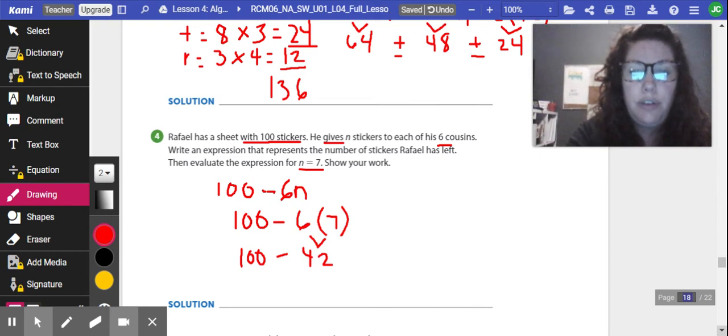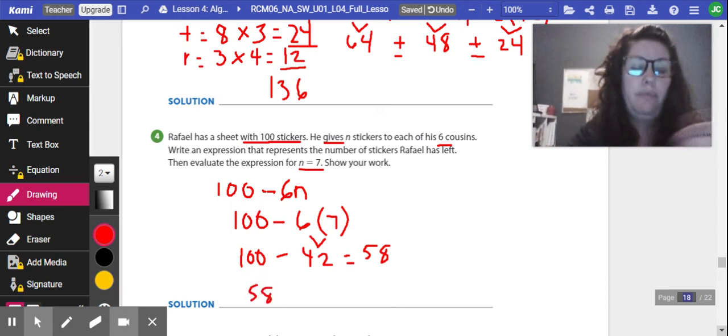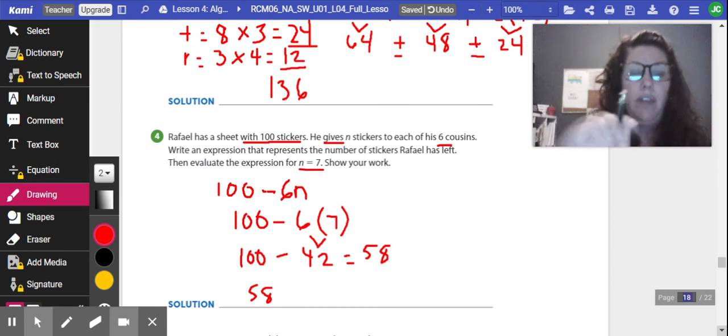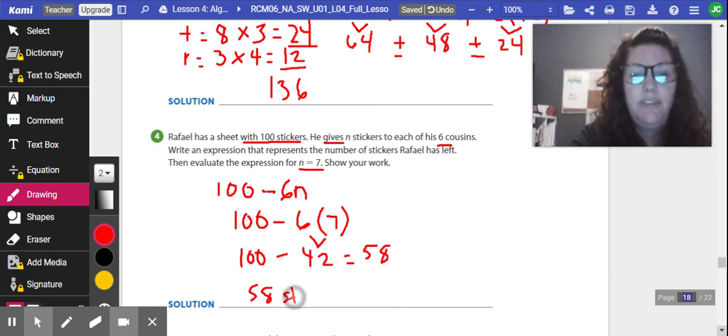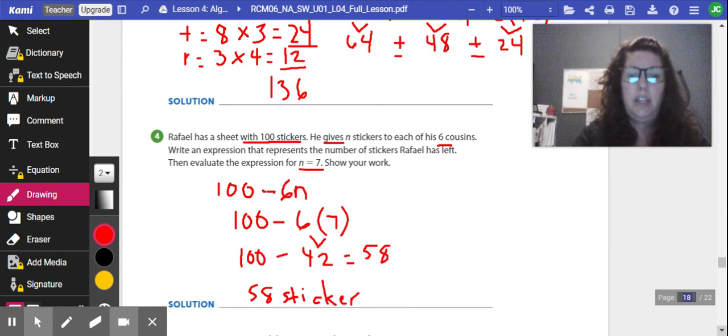And now I can do 100 minus 42. Well, 100 minus 40 is 60. And 60 minus 2 is 58. So I think the answer is 58. So you guys check that with me and see if you guys got the same thing. Okay. So how many stickers does he have left? Yeah, so it was 58 stickers. Sorry, I was trying to think of if we needed to put the unit of measure here. 58 stickers.